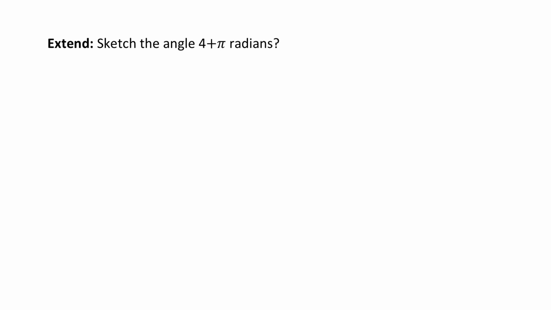So again, one last question for you to think about. How would you sketch the angle 4 plus pi radians? Go ahead and pause the video, give it a try, see what you come up with. All right, so hopefully you gave this one a try. What we definitely want to do is calculate a quick decimal version here. Again, pi is 3.14, so this is about 7.14, which means it's outside of the 0 to 2 pi.